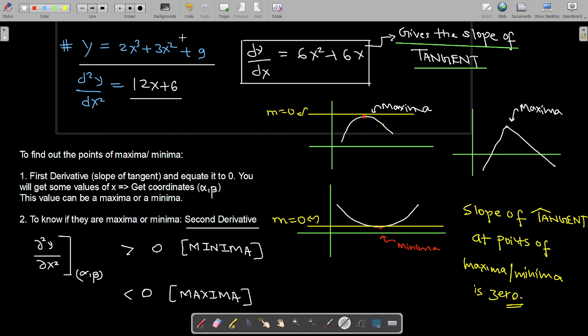I'm asking you the coordinates. See, the values of x that came out are the coordinates of maxima and minima. I don't know if they are maxima or minima yet until I do the second derivative. If you have found the value of x, I'm just asking you to find the y value as well, so that I get the entire coordinate, not just the x coordinate. That's the simple thing I'm asking you to do. So you will just put that value in the original equation of the curve and get the value of y.